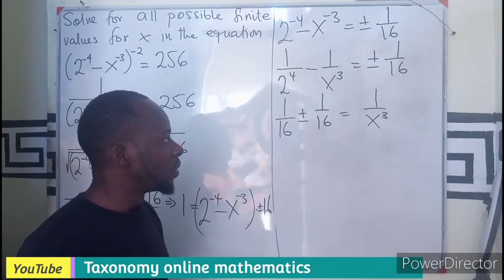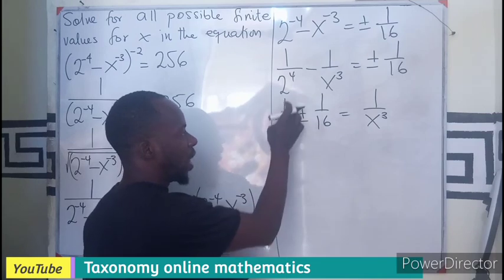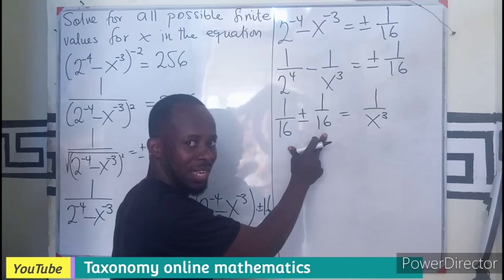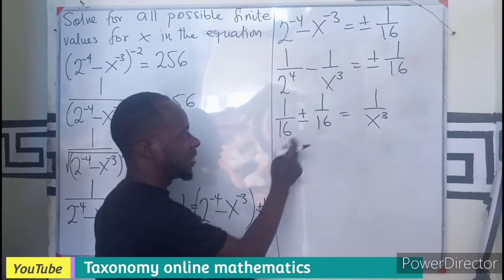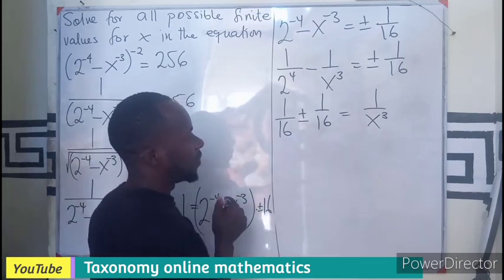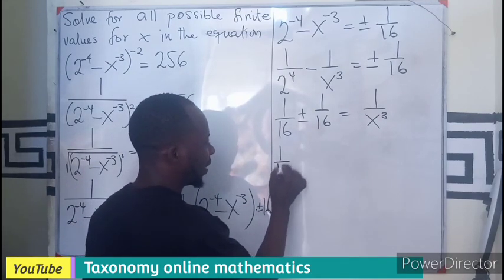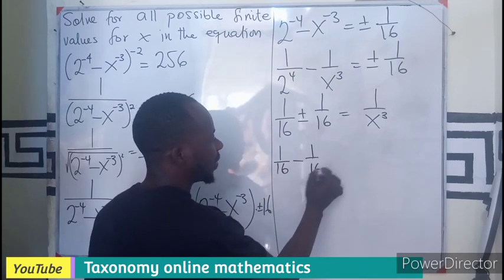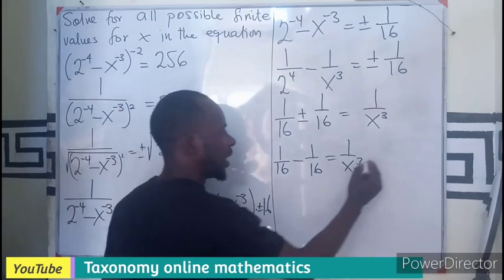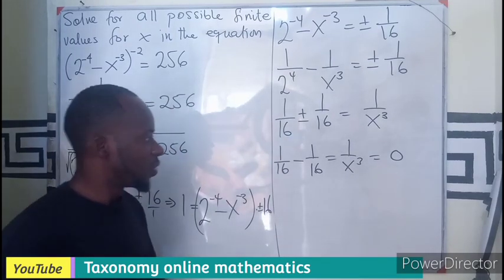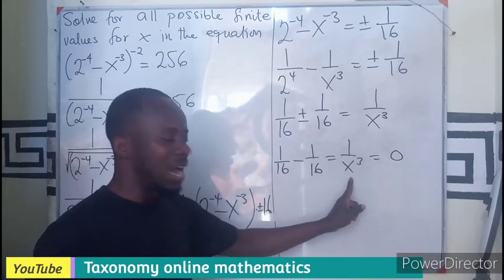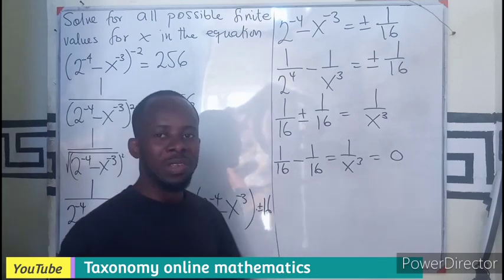So what do we do now? We can find the value of 1 over 16 plus 1 over 16, or 1 over 16 minus 1 over 16. So let's take the first one as 1 over 16 minus 1 over 16 equals to 1 over x to the power 3. Where in this case we get what? 0. This is going to 1 over 16 minus 1 over 16 will be 0. Meaning 1 over x to the power 3 will be 0.